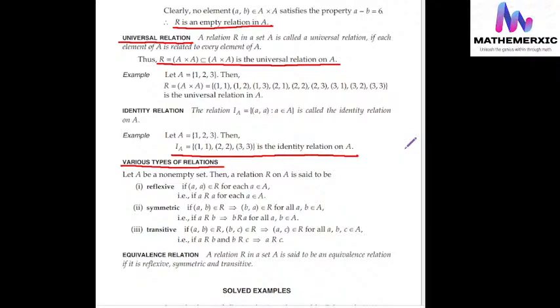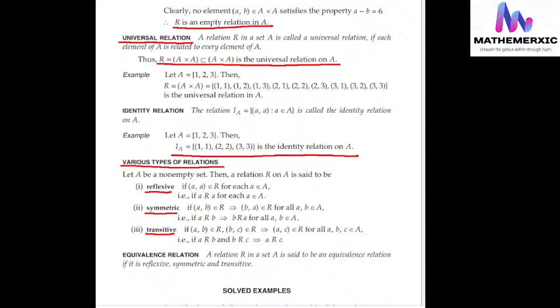Transitive: if (a, b) belongs to R and (b, c) belongs to R, then (a, c) belongs to R for all a, b, c belongs to A. That is, if a R b and b R c, then a is related to b and b is related to c, then a is related to c. So we have three types of relations: reflexive, symmetric, and transitive.